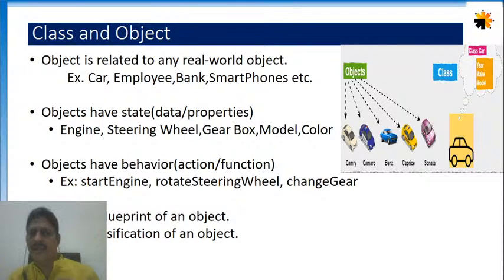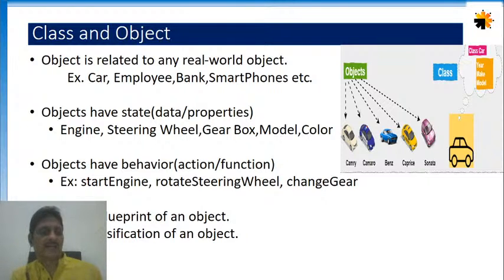Object is related to any real-world object. That can be a car or employee, bank or smartphone, whatever. All these are the objects. And every object will have state, meaning data or properties. If you look at the example here, you take a car for example. Car will have an engine. It's a property of a car. Car will have a steering wheel. It's a property of a car. Gearbox and the model of a car and the color. All the other data members, which are the properties.